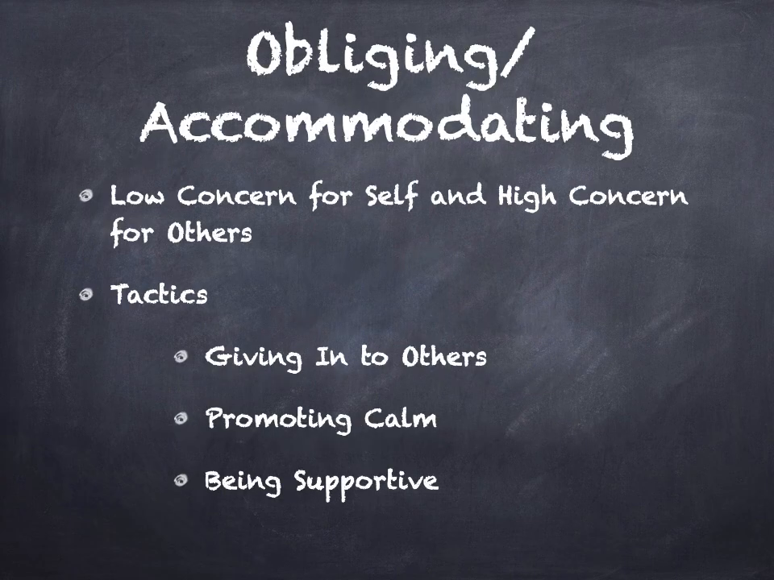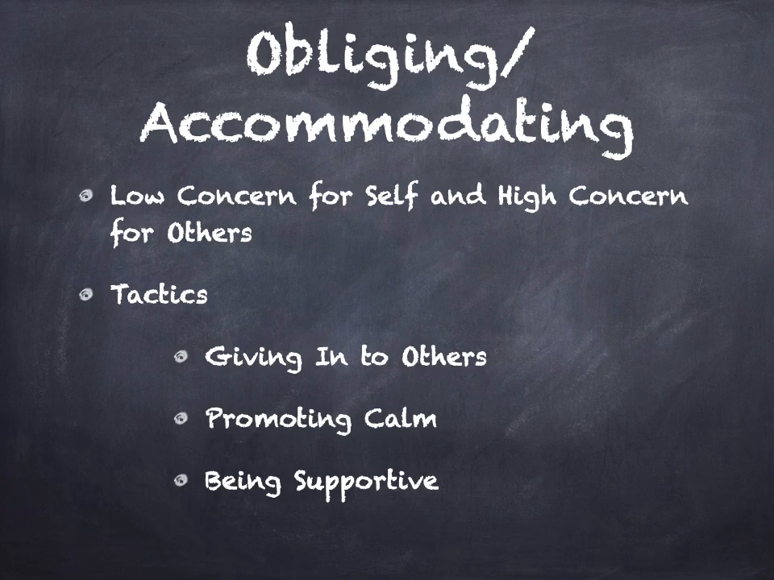In the obliging or accommodating style, remember that you have low concern for yourself, but high concern for the others. You're very worried about what the other person might think, how it might affect the relationship. You want to make sure their needs are met. So there are specific tactics that you might use, and one, of course, is to just give in to the others, right? Whatever they want to do, you do. And it's okay to do that. If you do that all the time, then you might start to feel a little bit more defensive as the relationship grows and develops, because the other person may become expectant of having you oblige them all the time.